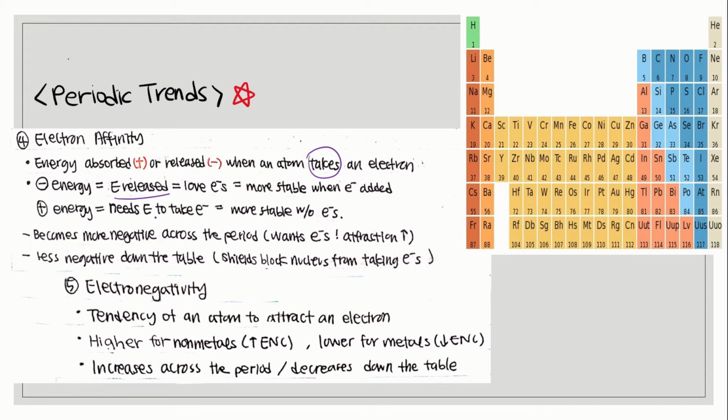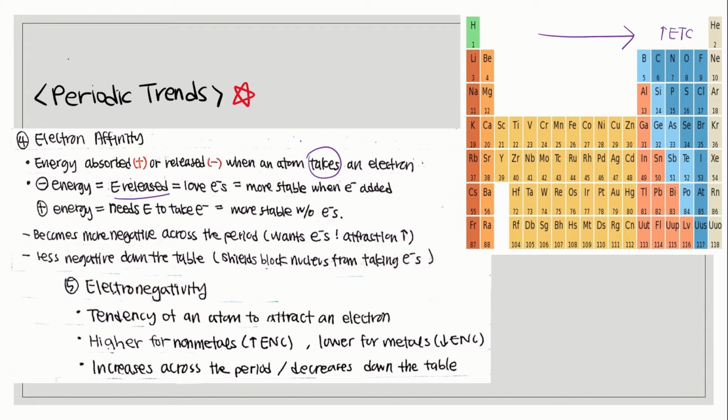Electron affinity becomes more negative across the period because as you go across the period, nonmetals have more attraction for electrons because they have more ENC. They have a stronger attraction to electrons, and it becomes less negative down the table. As you go down the table, shielding effects block the nucleus from taking electrons, so the nucleus will be less effective at pulling electrons.